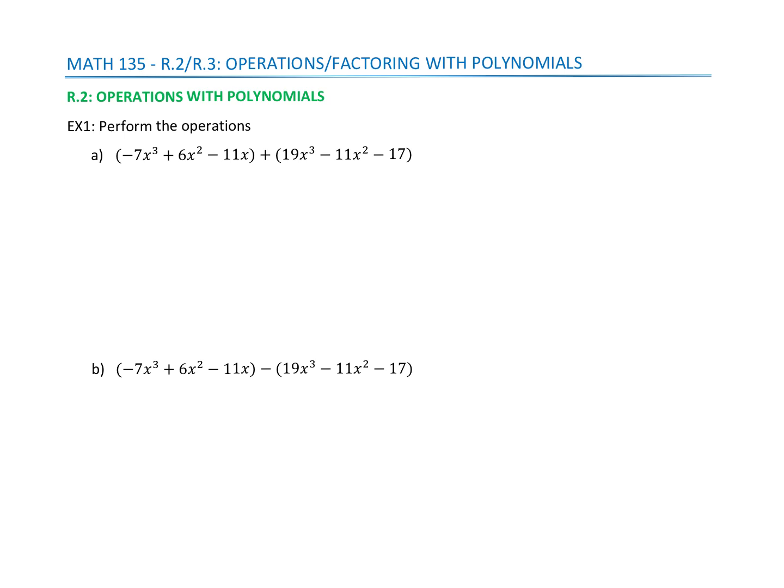So with section R.2, we're looking at operations with polynomials. And again, as a reminder, polynomials are basically things like these. What it means is poly, think of many. So it's something with many terms. So many, and then nomial is terms. Okay, so we're looking at something that has many terms.